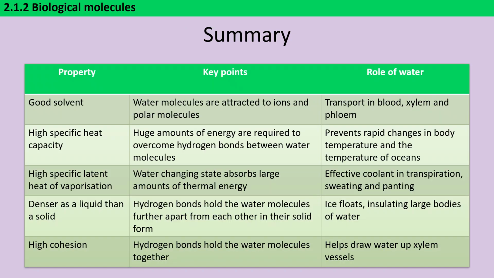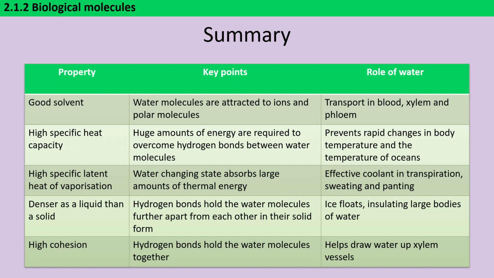So to summarise the most important properties of water, it's a good solvent because water molecules are attracted both to ions and also polar molecules. This allows water to transport different substances in the blood, the xylem and the phloem. It has a very high specific heat capacity, so therefore huge amounts of energy are required to overcome the hydrogen bonds between water molecules and raise the temperature.